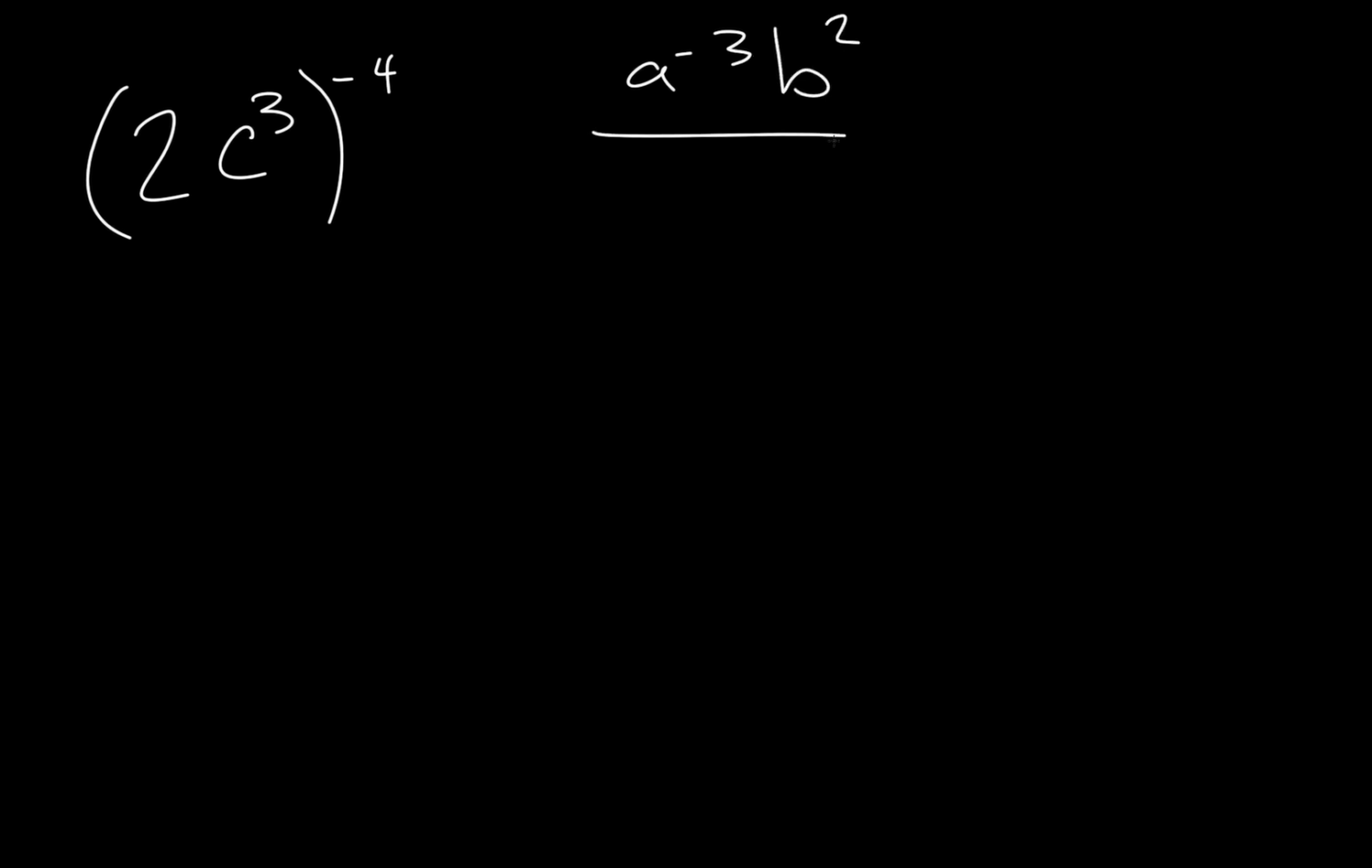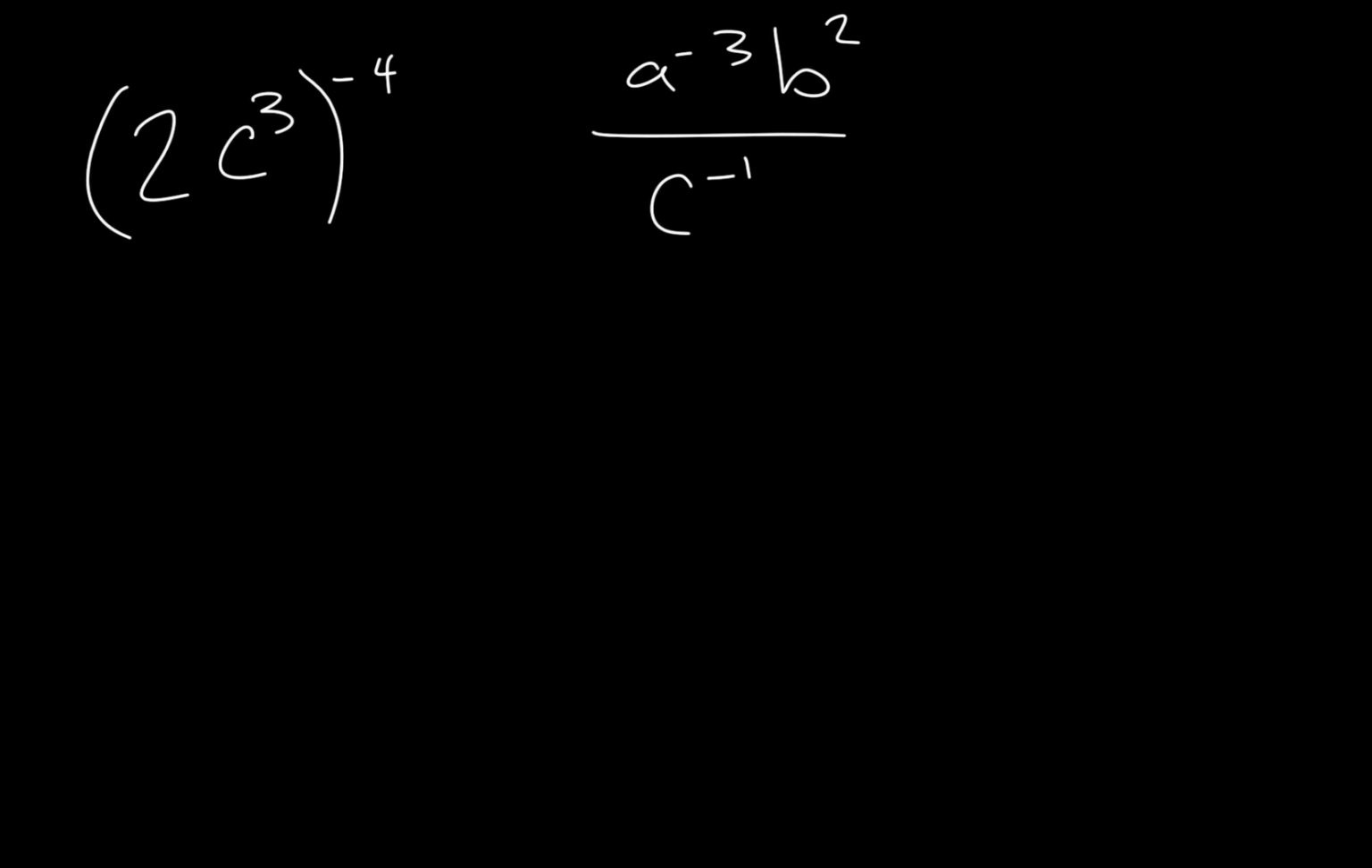Okay, so 2c cubed raised to the negative 4. And then we have a to the negative 3b squared over c to the negative 1.